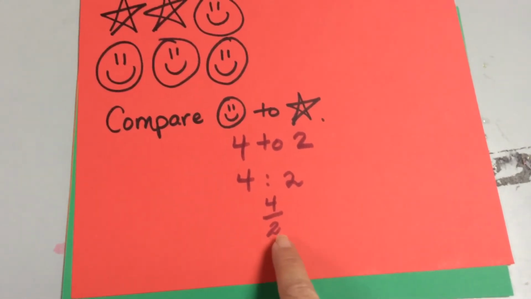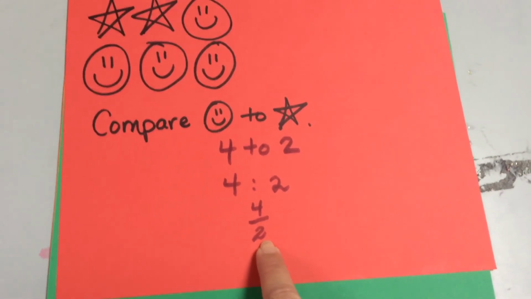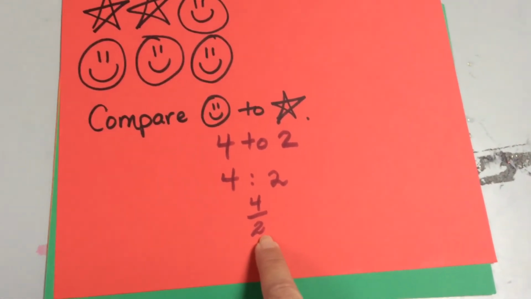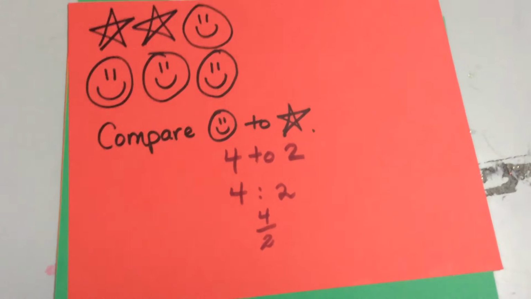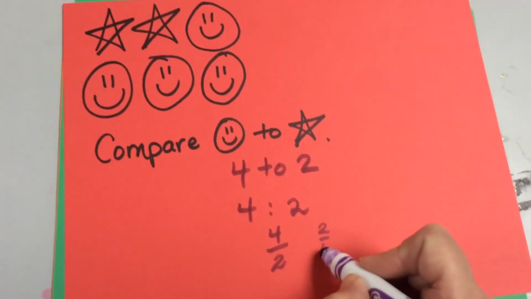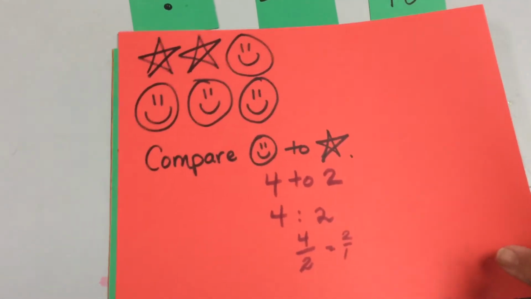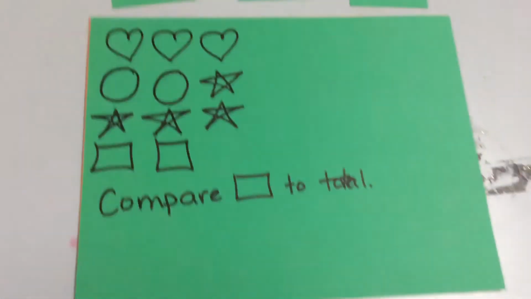Okay? Don't worry that this is an improper fraction. If we change it, we'll no longer see the ratio. Okay? I can simplify it and say that is also equivalent to 2 to 1. And that's still okay.